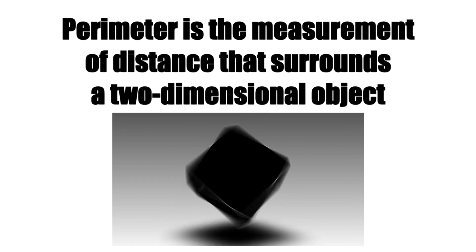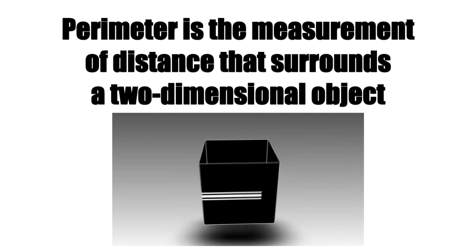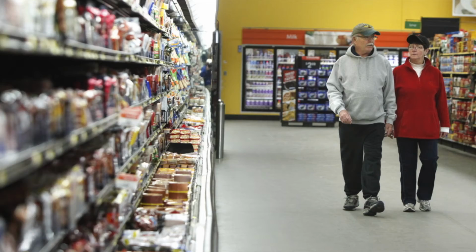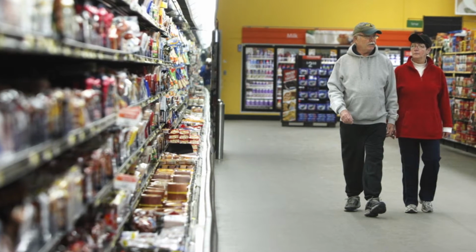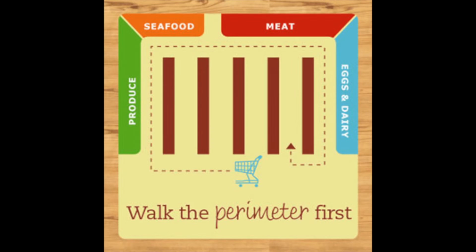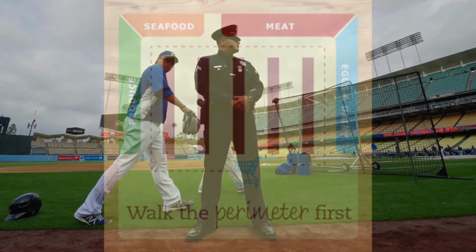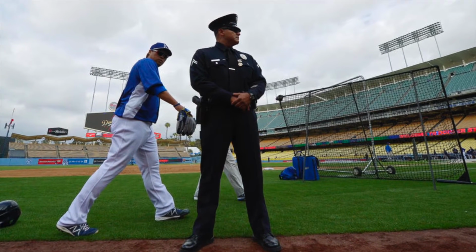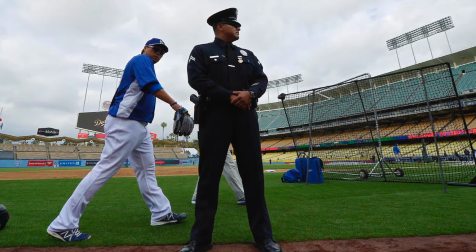Perimeter is the measurement of distance that surrounds a two-dimensional object. For example, it is well known that large supermarkets put items that you are most likely to purchase around the perimeter so that you must walk around the perimeter to see more of the merchandise and possibly buy more than you expected. Police put a security perimeter around an event to prevent harm to those inside.